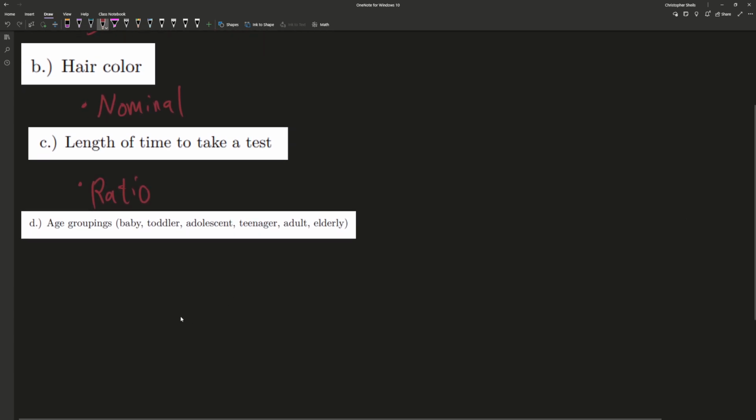And this last one here, age groupings. So baby, toddler, adolescent, teenager, adult, and elderly. This is qualitative data. These are words and not numbers. These can be put in some order. For instance, if we wanted to order these from oldest to youngest or youngest to oldest, we could order these. As a result, this is ordinal data.